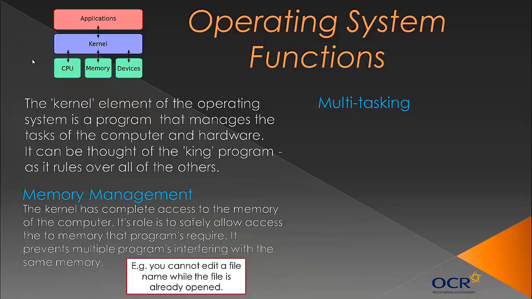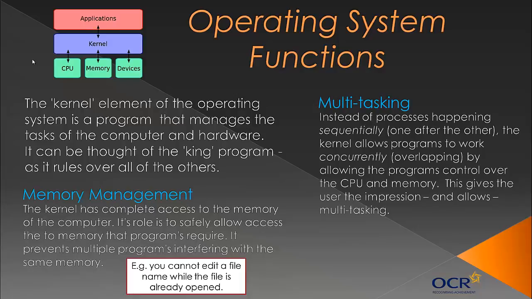Also, it plays an important role in multitasking on the computer. Instead of processes happening sequentially, which simply means one after the other, with the processor ticking off a list of processes in order, the kernel allows programs to work concurrently, and concurrently means they can overlap. They're not running in parallel, so not each at the same time, but they are overlapping slightly. One program is using one function of the CPU at one time, and then another program is using another section of the CPU to do something, and the kernel allows this to happen.